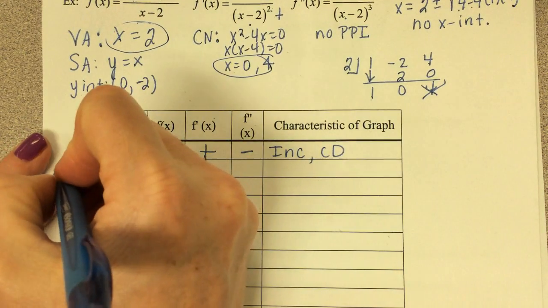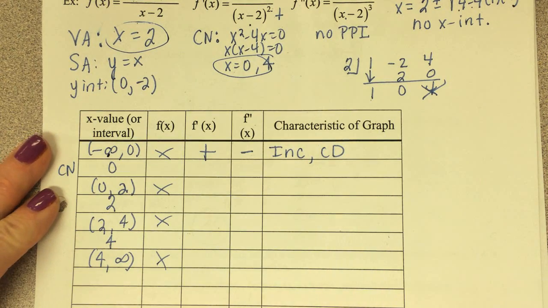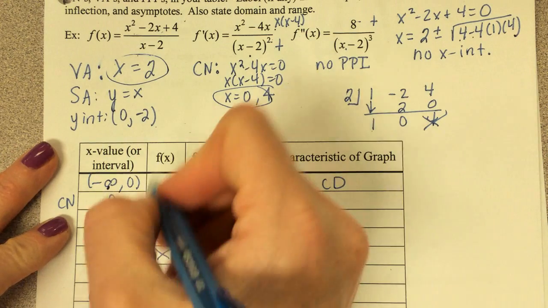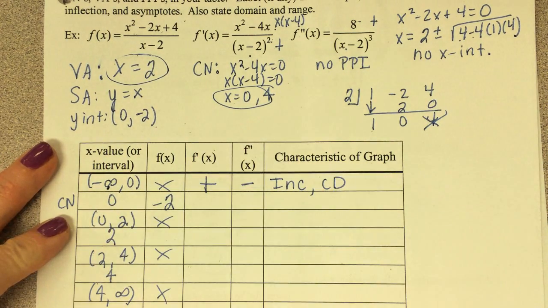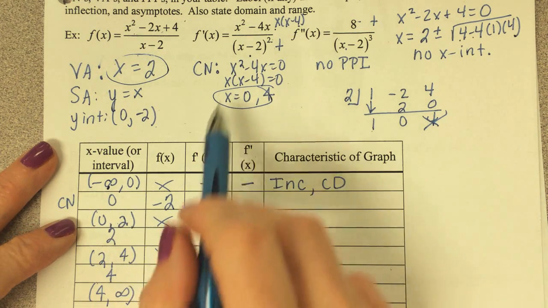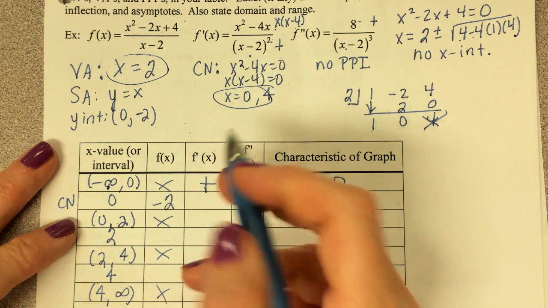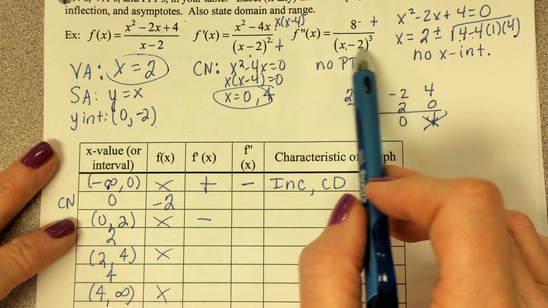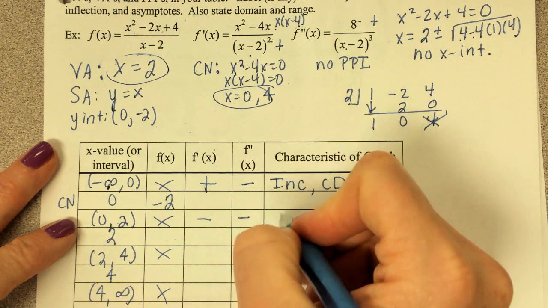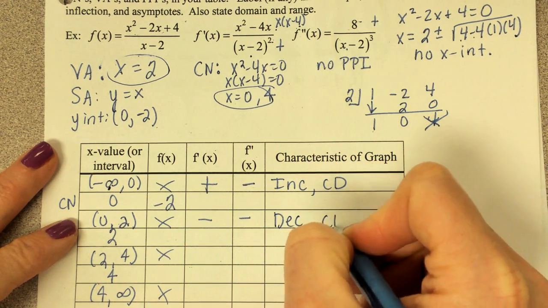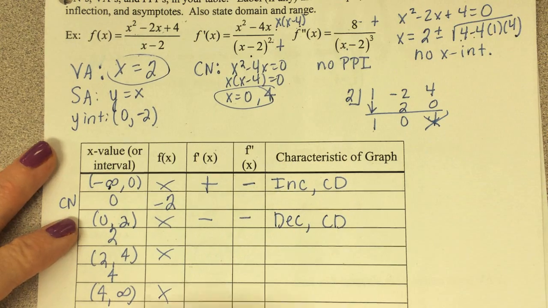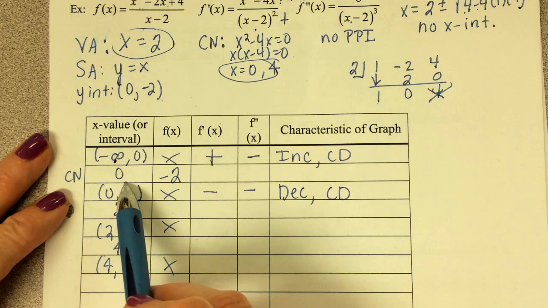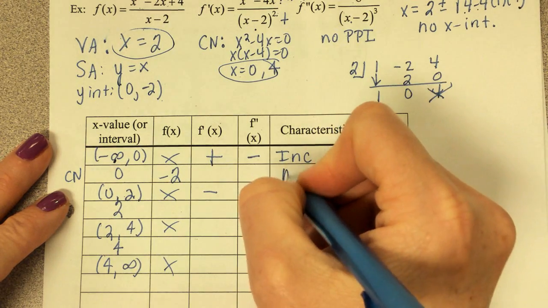Remember that 0 is a critical number. I want to find out if it's a max or a min. When I plugged 0 back into the original, I got -2. Plugging 1 into my first derivative, positive times a negative is a negative. Positive over a negative is a negative in the second derivative. It's decreasing and it's concave down. So what does it mean if my function went from increasing to decreasing and that's a critical number? It's a max.